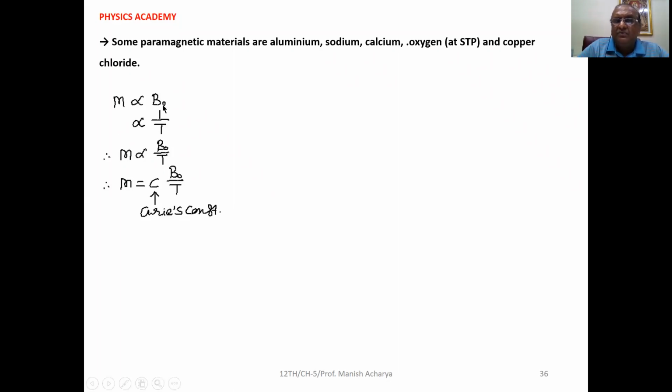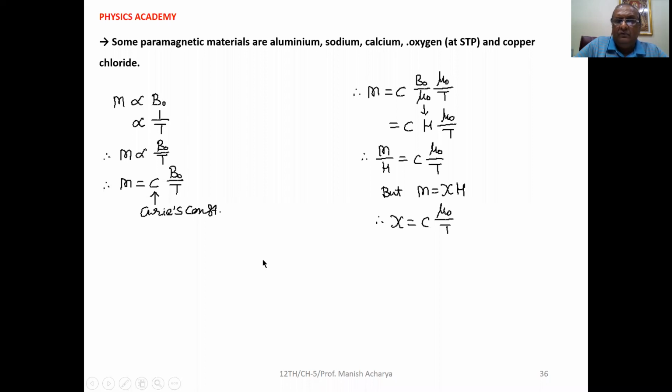So M is directly proportional to B0, as well as M proportional to 1 upon temperature. As we increase the temperature, then due to thermal excitations, the randomization of the dipole moments increases. And if randomization increases, then the magnetization decreases. So resultantly, we can write M, the magnetization, proportional to B0 by T. So we can write M equals C B0 by T, where C is Curie's constant, named after the scientist who experimentally studied all these things.